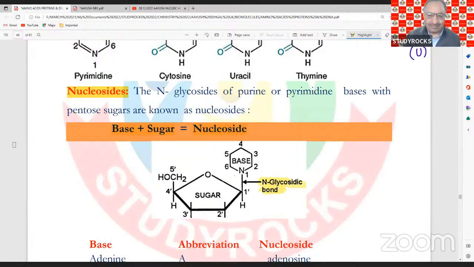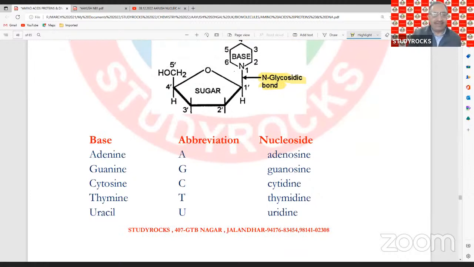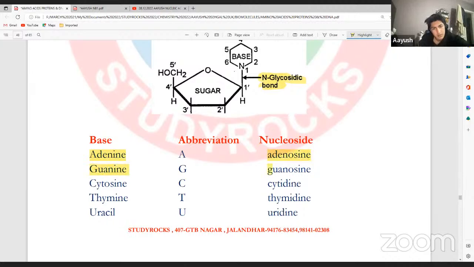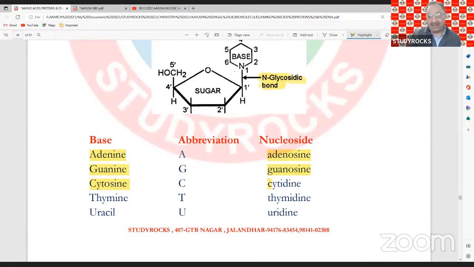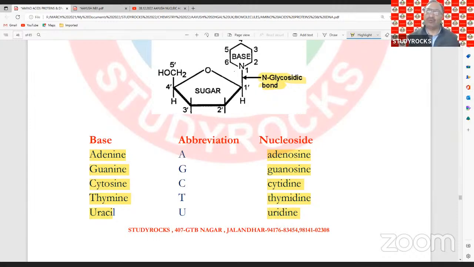Wherever the word glyco comes, remember something related with the sugar. The N-glycosidic bond. Why N? Because it's a nitrogen base. After their combination, their names change. For example, adenine becomes adenosine. Guanine becomes guanosine. Cytosine becomes cytidine. Thymine becomes thymidine. And uracil becomes uridine. But nobody asks that in the exams. They ask, differentiate nucleoside and nucleotide. It's a normal standard question all over the world.